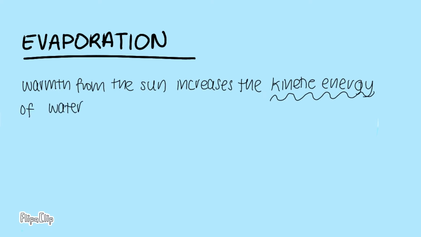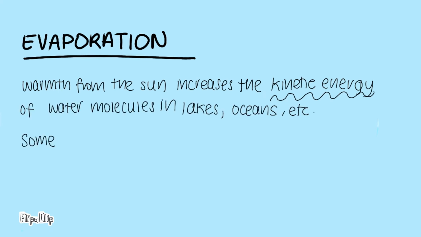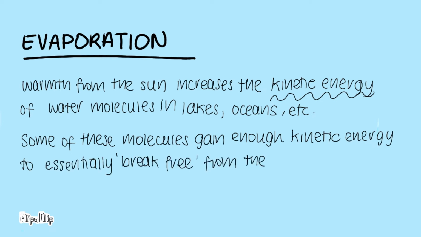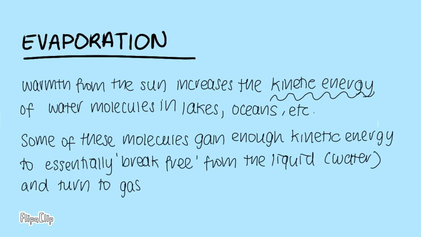Well, you know that the sun makes places hot. So the heat from the sun increases the kinetic energy of water molecules being stored in lakes and oceans. When the molecules gain kinetic energy, they begin to move faster. Eventually, some molecules gain enough energy that they can escape from the liquid water and turn into water vapor, which is a gas. Because water vapor is not very dense, it rises into the atmosphere.